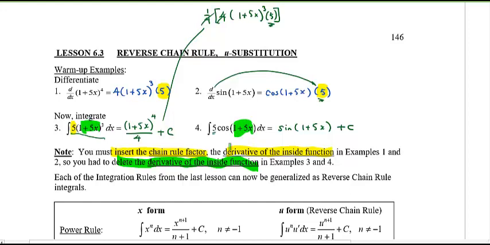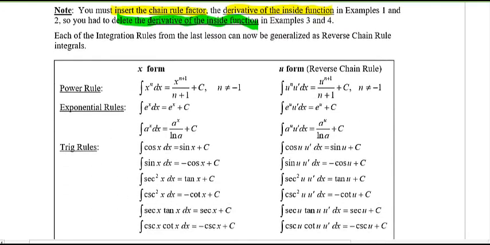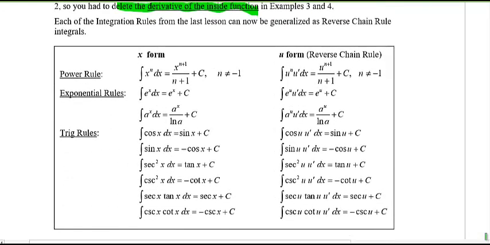So understanding this idea, then all those integration rules that we did in the last two lessons can now be generalized using the reverse chain rule integrals. Meaning, instead of having just x, I can now have a function. So u is just some big function of x. So think of it as something like x cubed plus 3x plus 2, or just some crazy function of x.